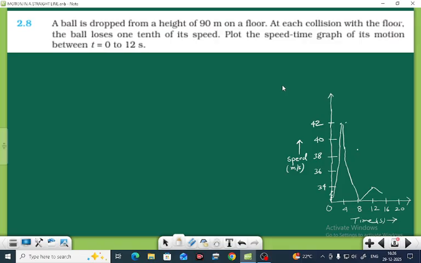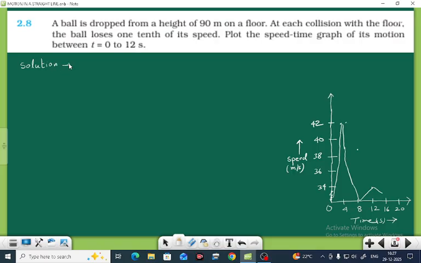A ball is dropped from a height of 90 meters on a floor. At its collision with the floor, the ball loses 1/10 of its speed. Plot the speed-time graph of its motion between 0 to 12 seconds. You see how we are solving this problem.